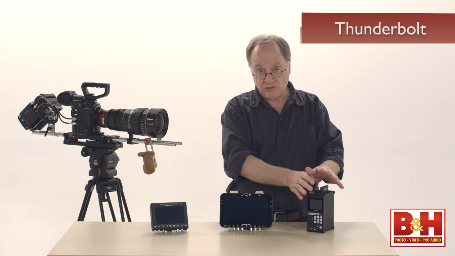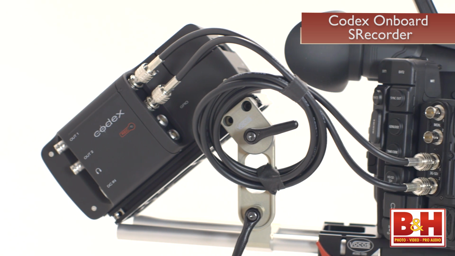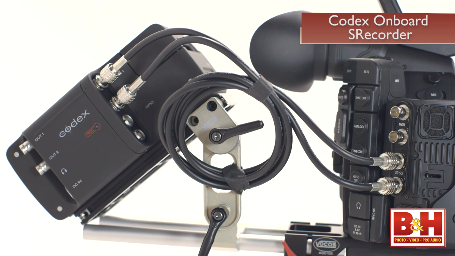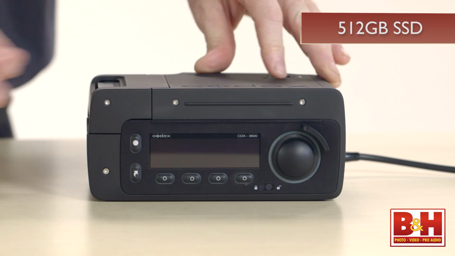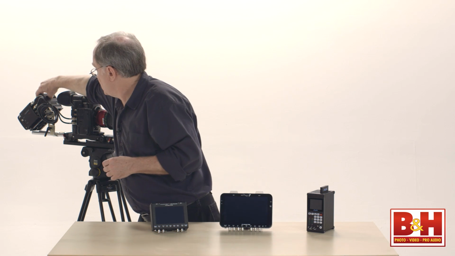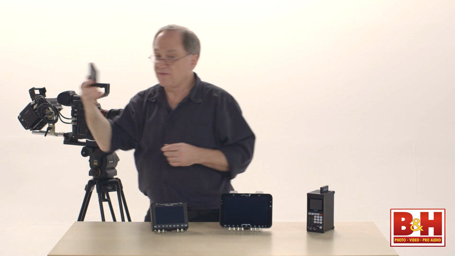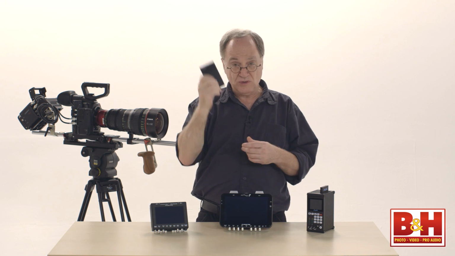Meanwhile, you're capturing ProRes here. Now, we have the Codex S over here. The Codex Digital Raw Onboard S recorder uses a 512 gigabyte SSD to capture 28 minutes, in this case, of full 4K RAW at 24 frames a second. As you can see here, it's very easy to get this SSD out, 28 minutes.